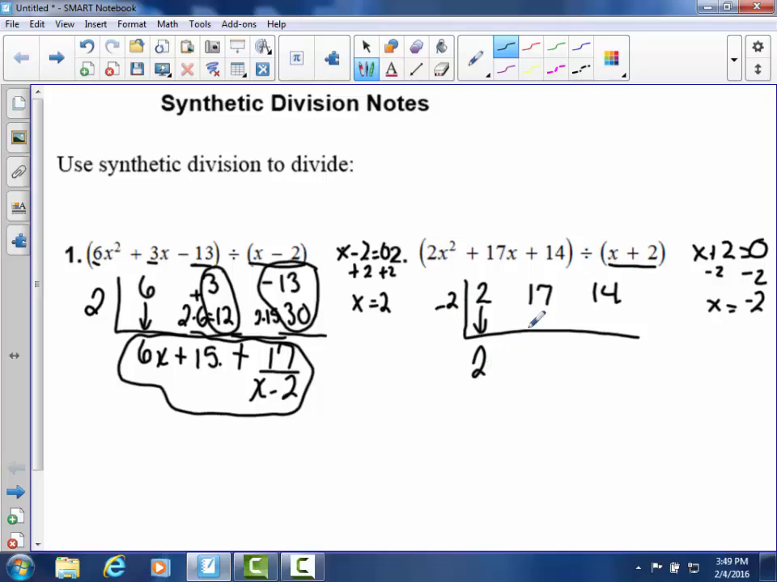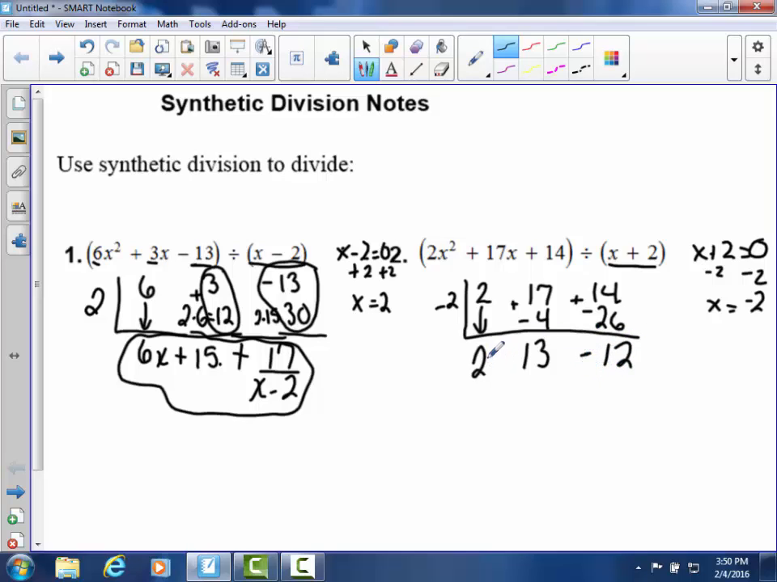Negative 2 times 2 is negative 4. Now I add 17 plus negative 4 is 13. Then I multiply. Negative 2 times 13 is negative 26. Then I add 14 plus negative 26 is negative 12. Okay.